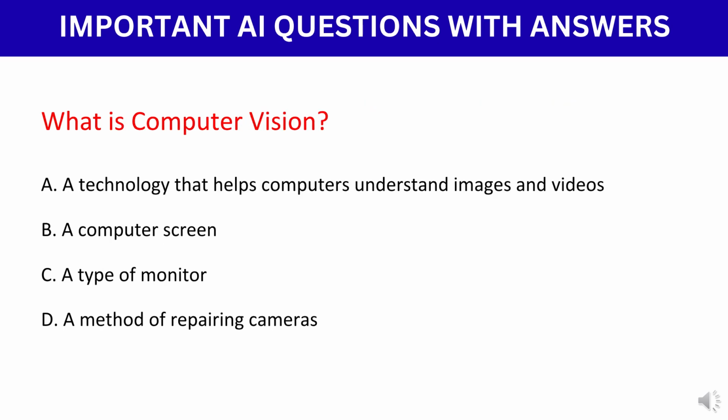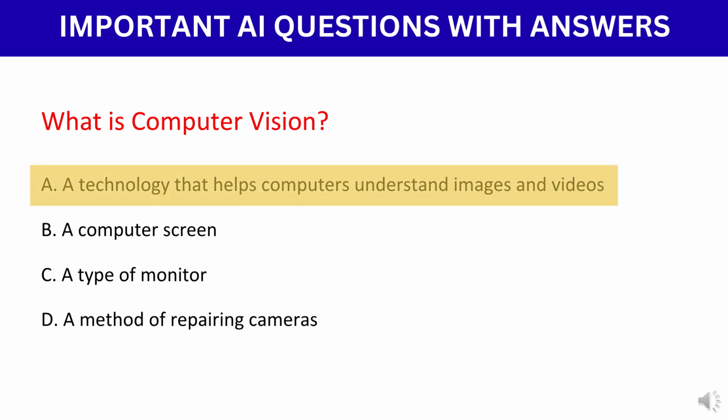Question number 7. What is computer vision? Option A. A technology that helps computers understand images and videos. Option B. A computer screen. Option C. A type of monitor. Option D. A method of repairing cameras. The correct answer is option A. A technology that helps computers understand images and videos. Computer vision enables machines to analyze and understand visual information from images and videos.